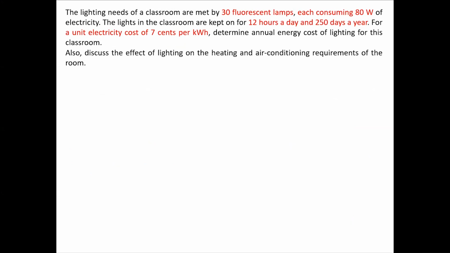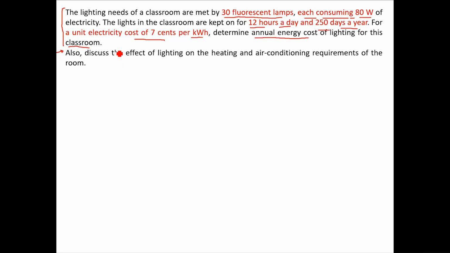So this is the third problem that we have, and I would like you to kindly attempt it. The problem says that the lighting needs of a classroom are to be met by 30 fluorescent lamps, and each lamp consumes 80 watts of electricity. The lights in the classroom are to be kept on for 12 hours a day and 250 days a year. For a unit electricity cost of 7 cents per kilowatt hour, determine the annual energy cost of lighting for this classroom. Then we'll come to the second part, which is the effect of lighting on heating and air conditioning requirements. We have to discuss that.